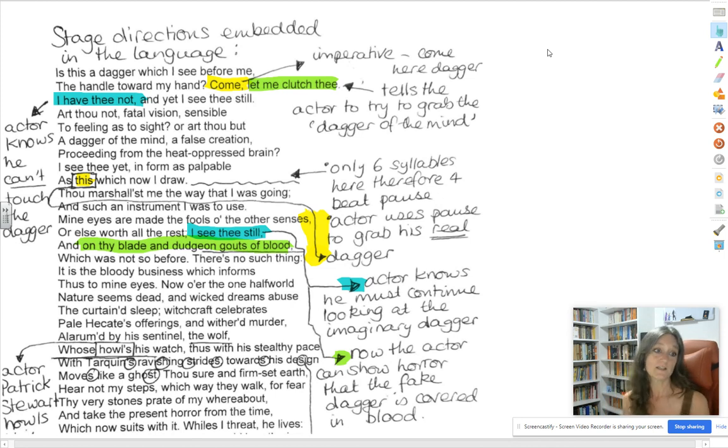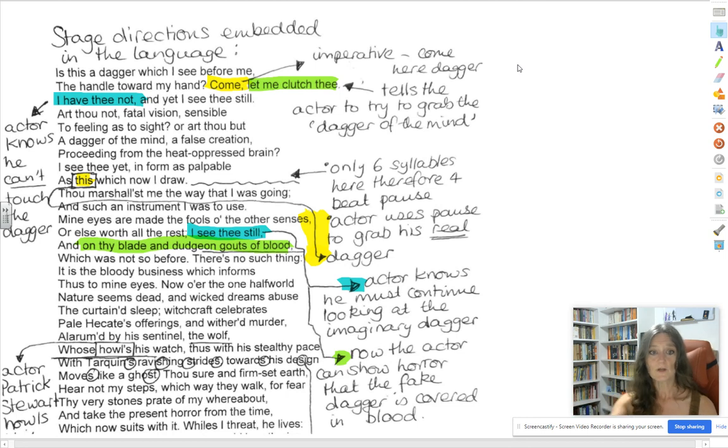And you're really going to see that in this particular scene. We'll have a look at these embedded stage directions, these implicit stage directions here. So here it goes. Is this a dagger which I see before me? I haven't even highlighted this, but it starts straight away. Is it a dagger? So he's got to imagine he's got a dagger there in front of him, hasn't he? The handle towards my hand. He's still telling him how to act. Come, let me clutch thee. So we've got that imperative verb here, and he's saying to the dagger, come here, come here.